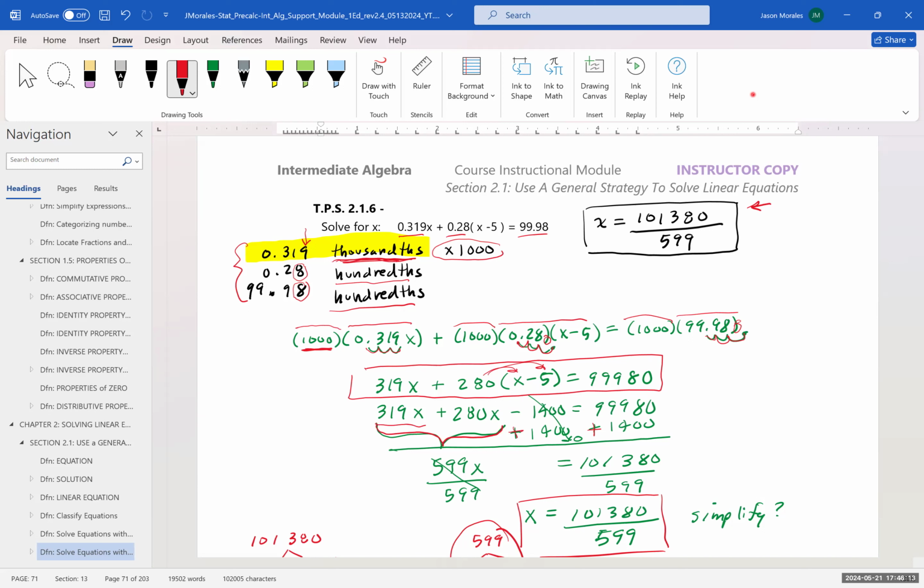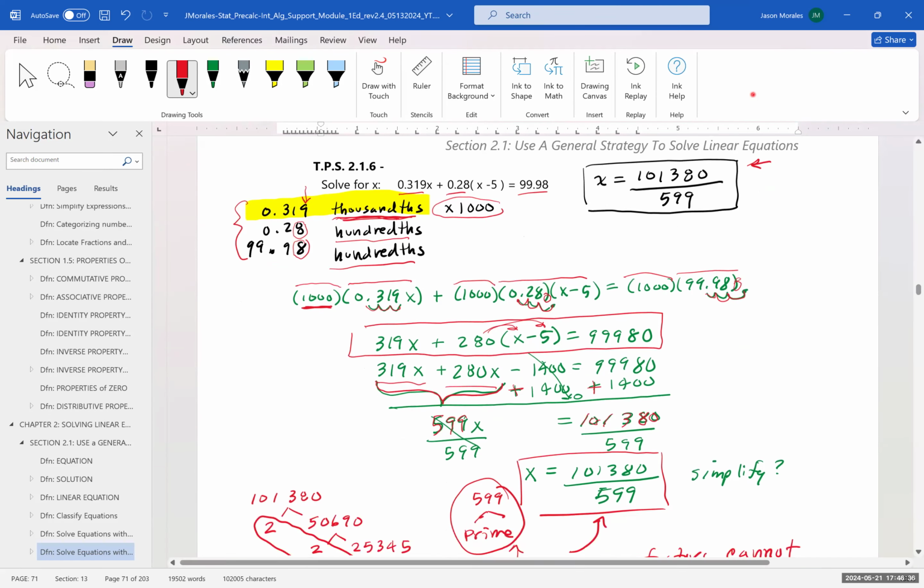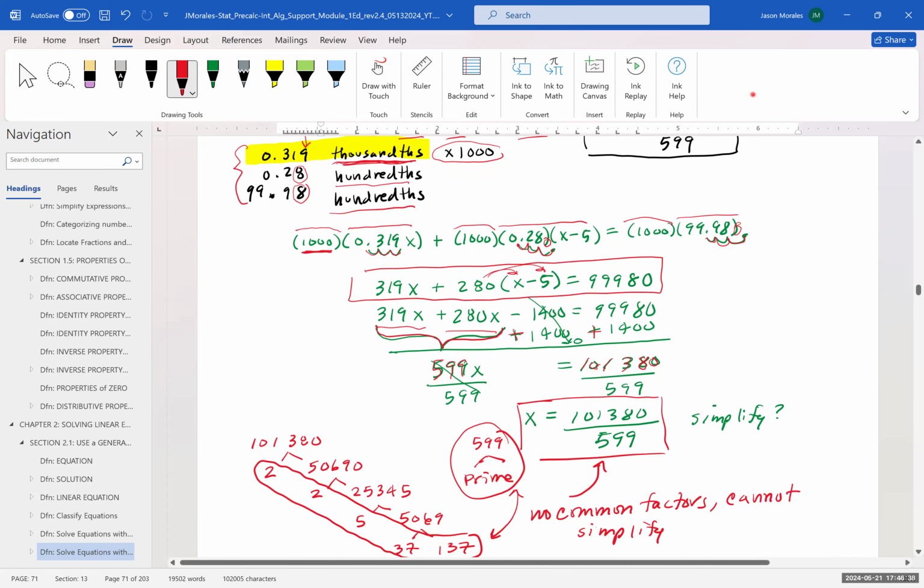I'm doing 2 steps in one here. I'm noticing that 319x and 280x are like terms, so those can be added together to give you 599x. And over here on the right-hand side, 99,980 plus 1,400 gives you 101,380. Then dividing both sides by 599, we get this fraction here that you see.